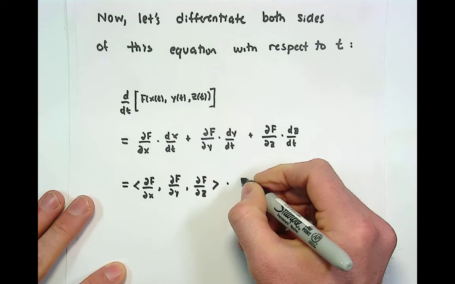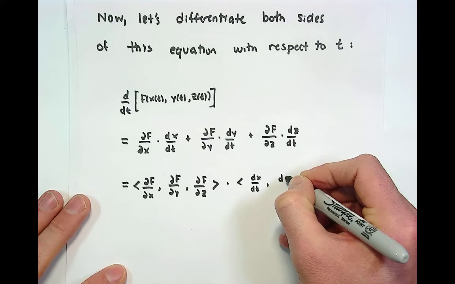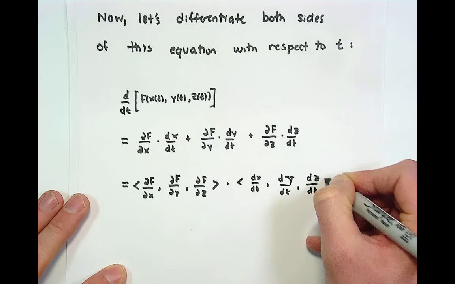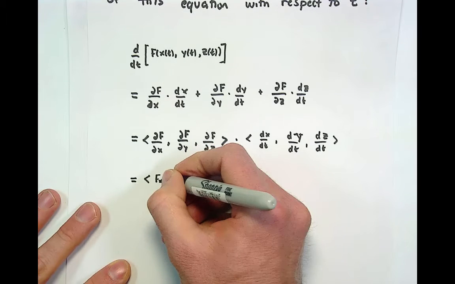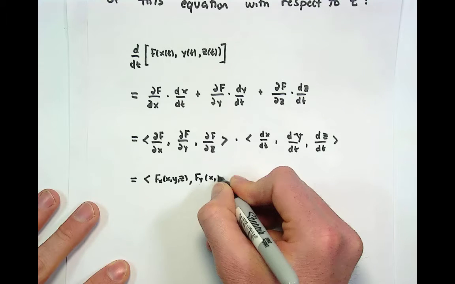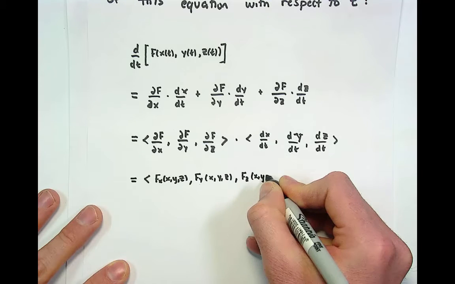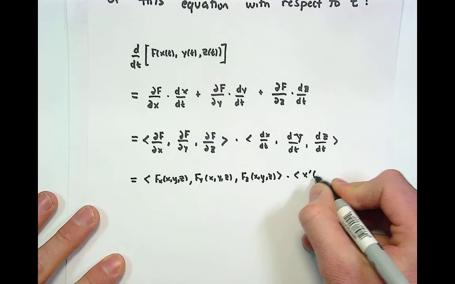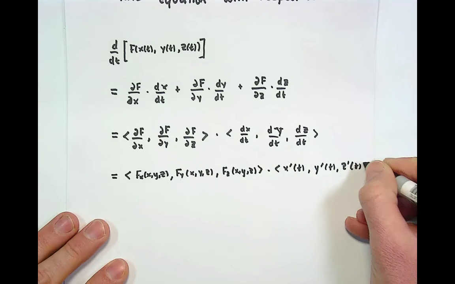There's a vector. And this is now multiplied by the derivative of x with respect to t in the first component, the derivative of y with respect to t, and then the derivative of z with respect to t in the second component. And then this thing now, we look at this as f sub x of x, y, z for any point x, y, z, f sub y of x, y, z, f sub z of x, y, z. And then we're going to dot that with x prime of t, y prime of t, z prime of t.